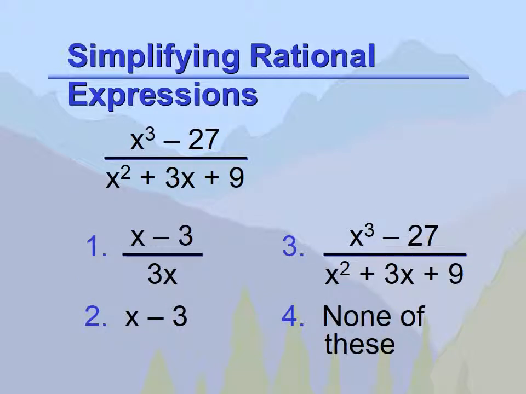Last one, x cubed minus 27 over x squared plus 3x plus 9. I'll give you a hint. In the numerator, it is difference of cubes, and then for the denominator, you can use your box method. You should have gotten x minus 3. Okay, go ahead and try 2 through 6 on your own.